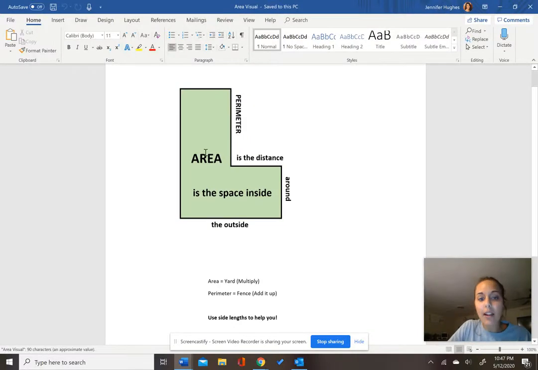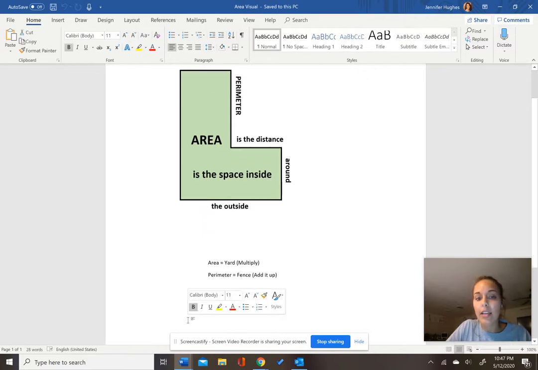Okay, so area is the space inside. Perimeter is the distance around the outside. So the thing they have in common is that you're going to use the same numbers, the same side lengths, because the side lengths won't change if you're figuring out area or perimeter. You're just going to use them differently. You're either going to multiply them or you're going to add them up. So it's important that you know which one you're using.